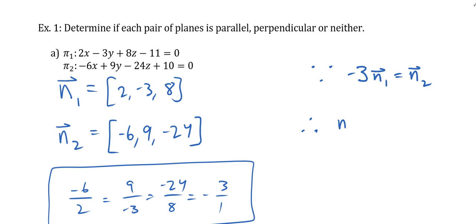The question was, determine if each pair of planes is parallel, perpendicular, or neither. Yeah, the normals are parallel or collinear, so the planes must be parallel as well. Very good. So n1 is parallel to n2. Therefore, plane 1 is parallel to plane 2.